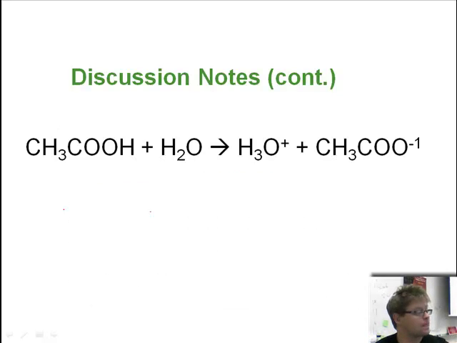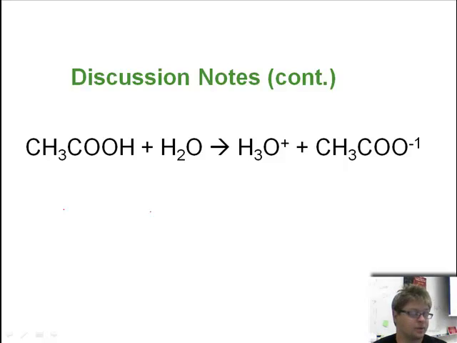Okay? So here's an example of one particular acid. When this acid is added to water, it forms the H3O plus ion, which is called a hydronium ion, H3O plus. It's an H plus and water connected together. And the second ion it forms is the acetate ion. So this chemical here is acetic acid being added to water.